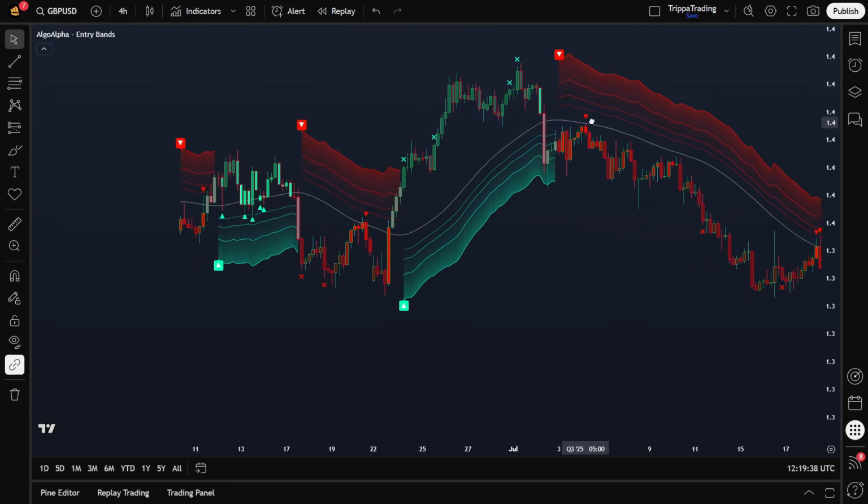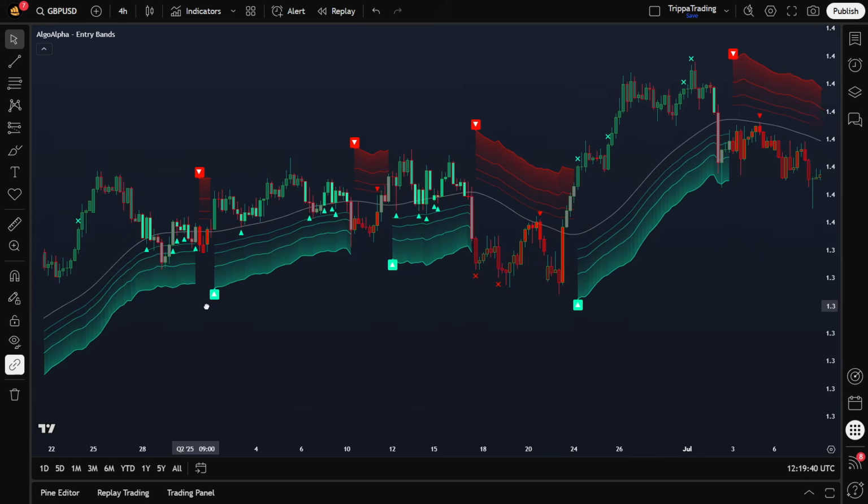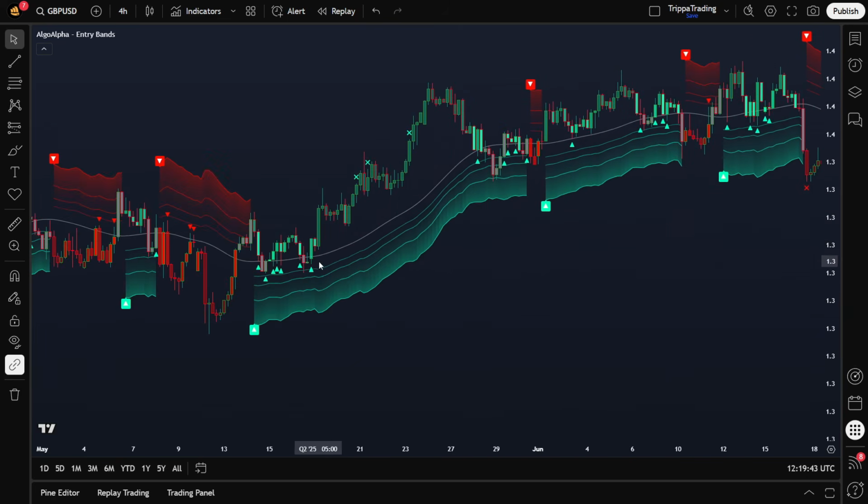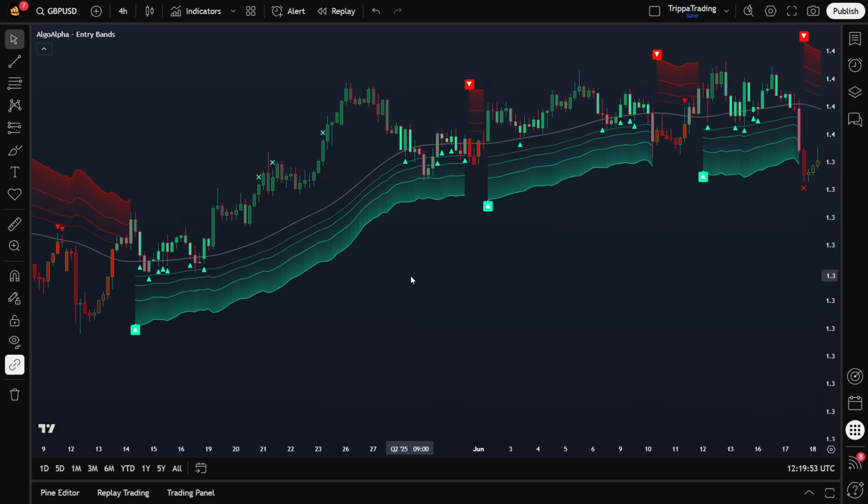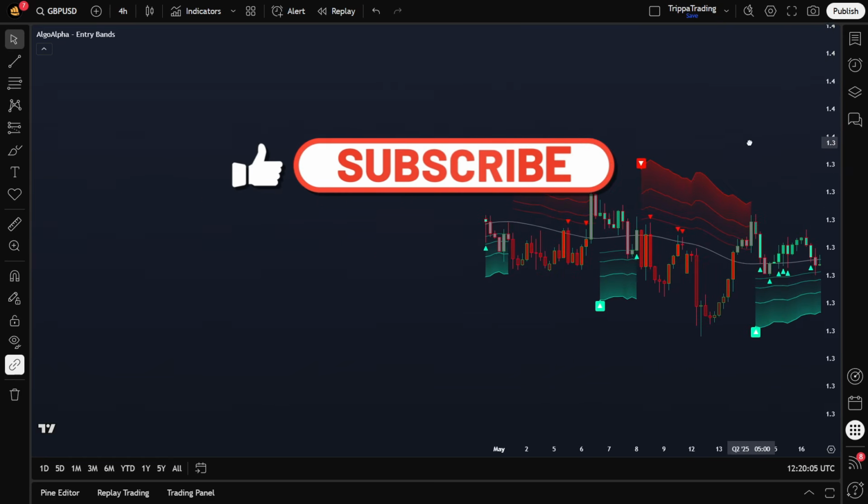Trade pullbacks into the 0.618 or 1.0 bands with the trend. Use deeper bands like 1.618 for bigger setups, and always manage your stops outside the bands. Use a good risk management strategy. That way, even if some trades fail, your account stays safe and you can keep trading. This is a simple, practical indicator that helps you see trends, pullbacks, and exits without guessing.